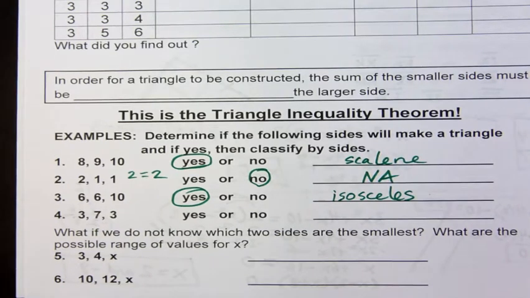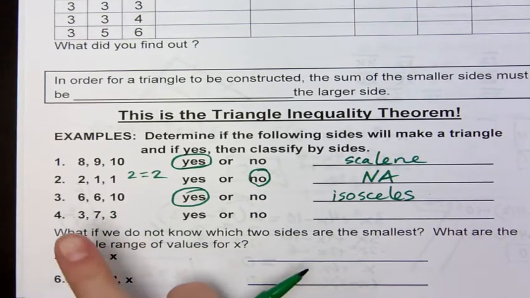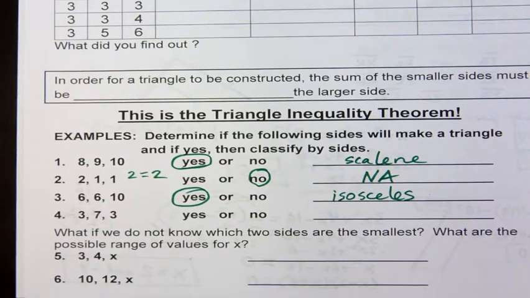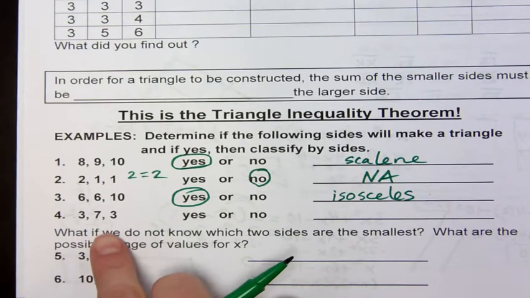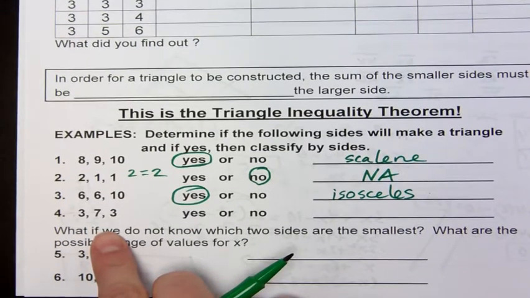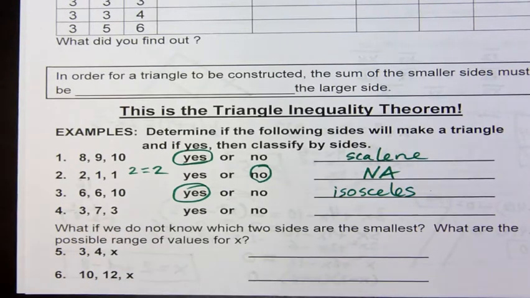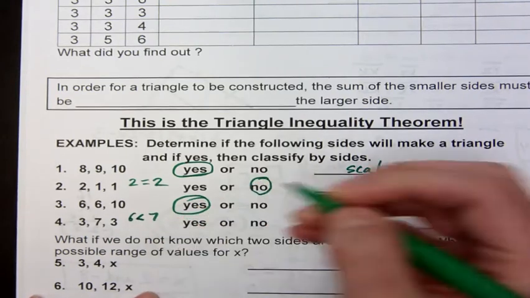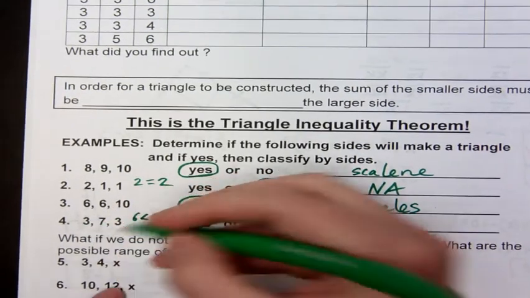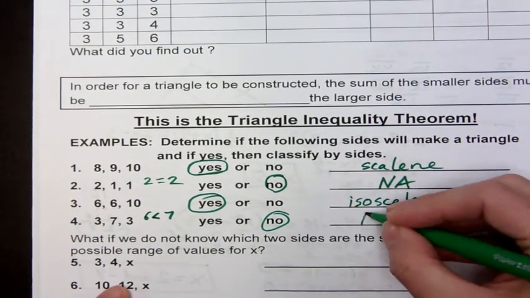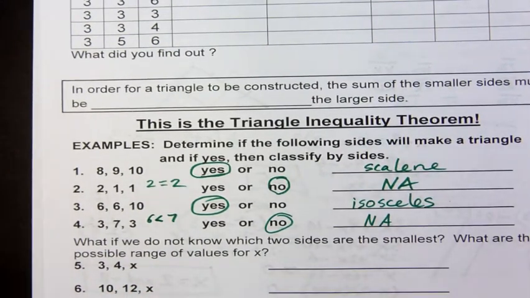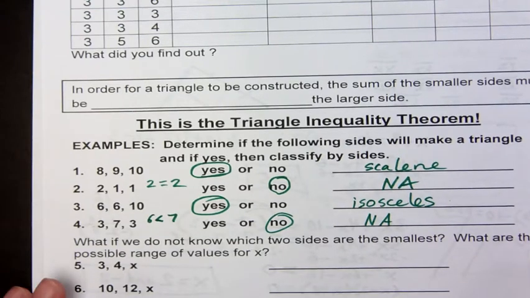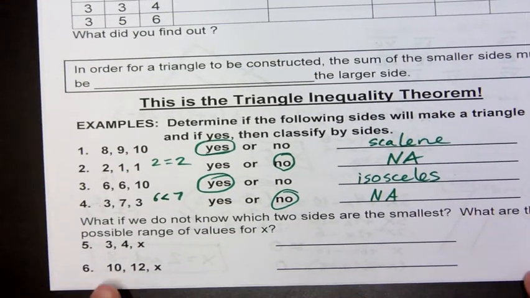Enrique, what would you say? No, but see if you can tell without using the sticks, just looking at it. Yes, for number 4? No. So why is it no? Because 3 plus 3 is 6 and that's less than 7. Yeah, so 6 is less than 7. So even though they have it in a different order, it's still the 2 small sides. So no, can't classify it. So now we're making a range of values. So what's the possible range of values for x here?